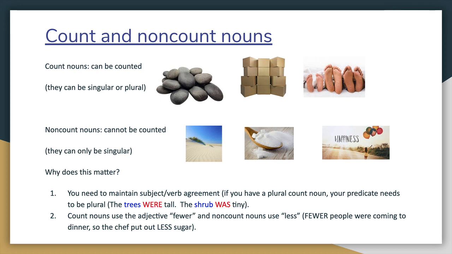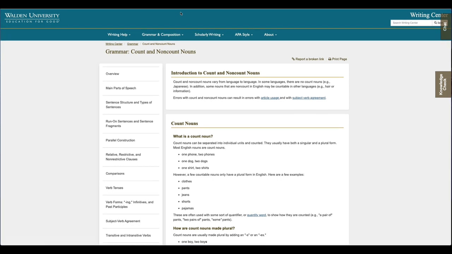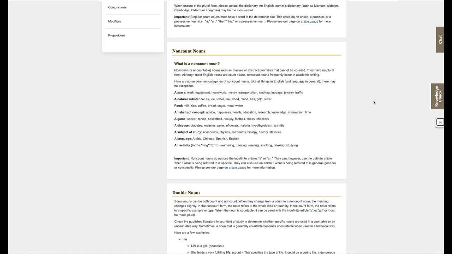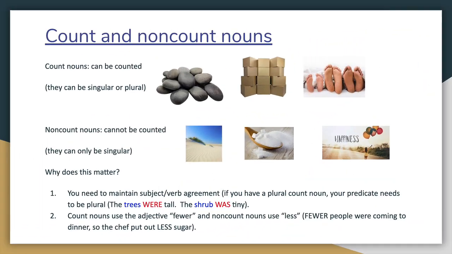So just so that you know, there are a couple of other sophisticated concepts around count and non-count nouns. And so if you'll notice, I have linked the count nouns to this Walden University grammatical guide on count nouns. So there's actually way more that you can look at. If you just scroll, you can see there is tons of information out there on count and non-count nouns. So again, that's linked here, and you can make use of that however you see fit.